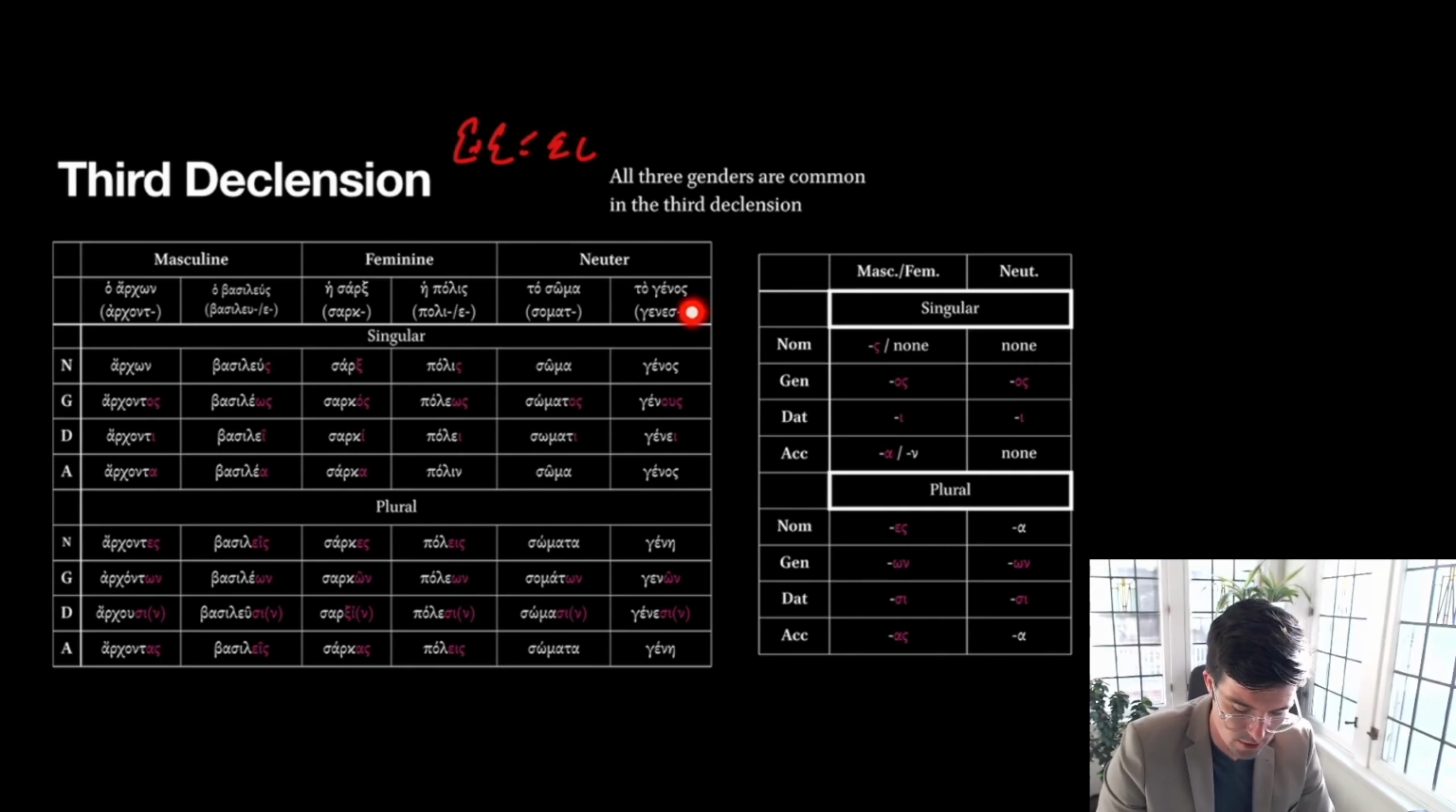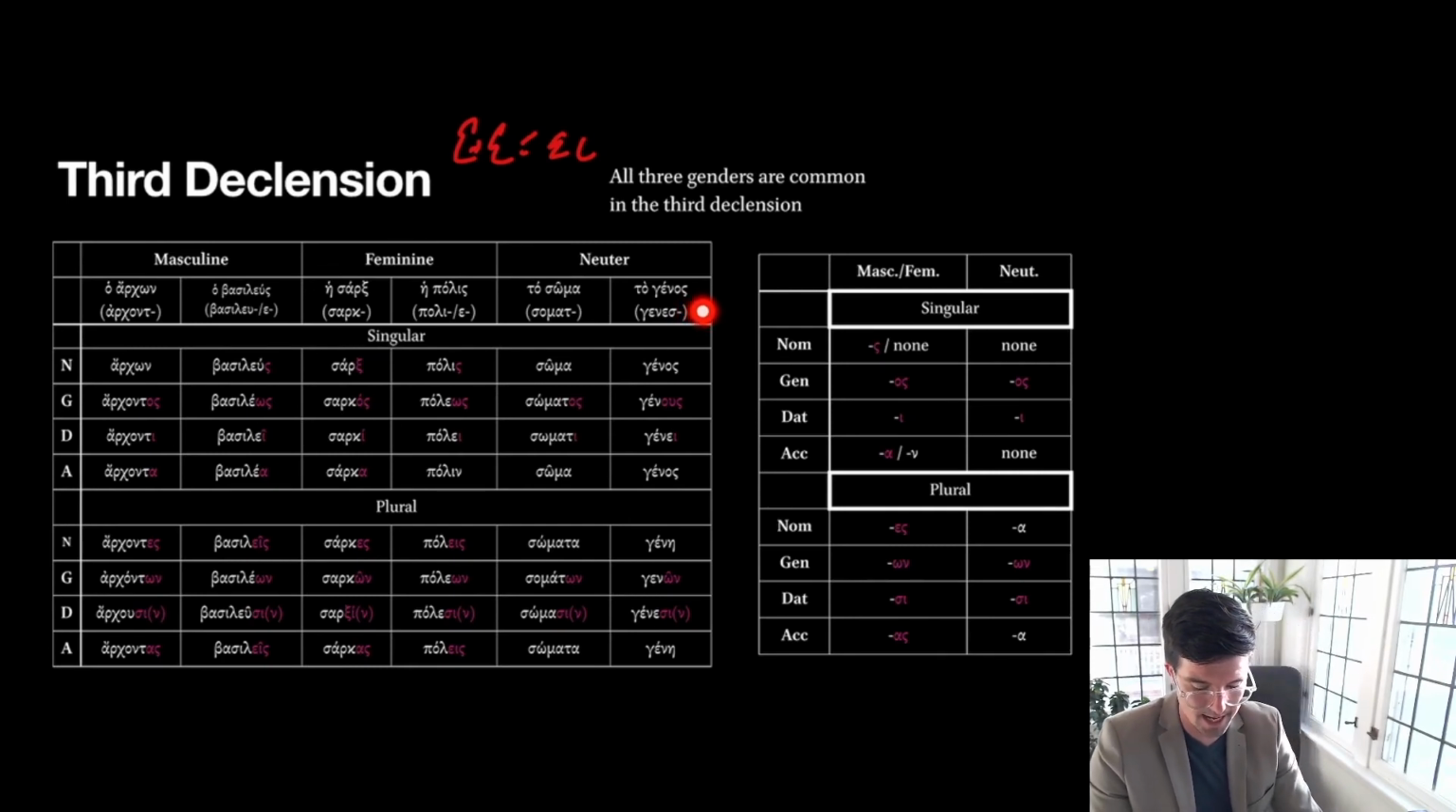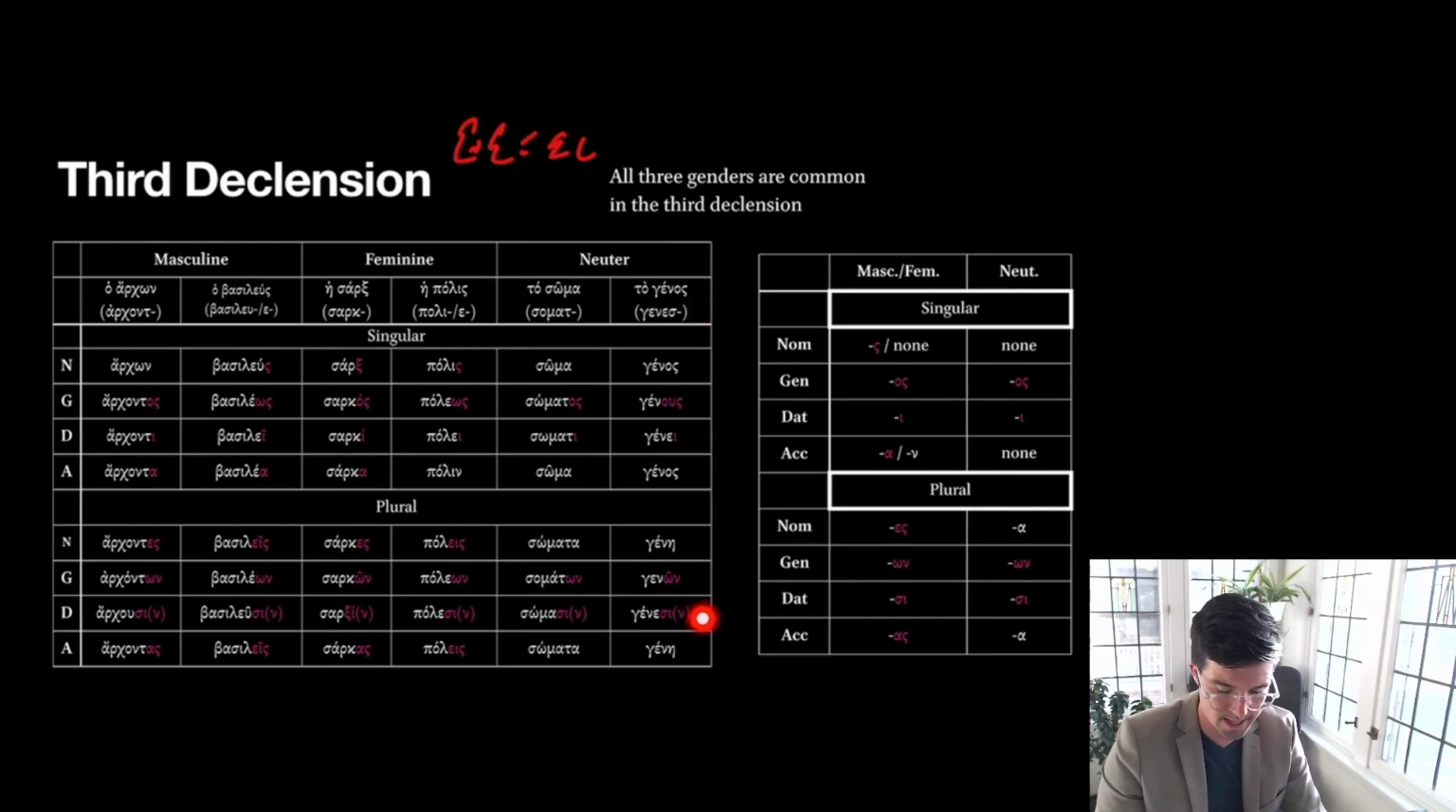We have our root technically being genes, which we really only see here because of the changes in the vowels that have happened here. But notice again that the neuter, nominative, and accusative are going to look identical to one another, and that's going to be true in the accusative, or the singular and the plural.